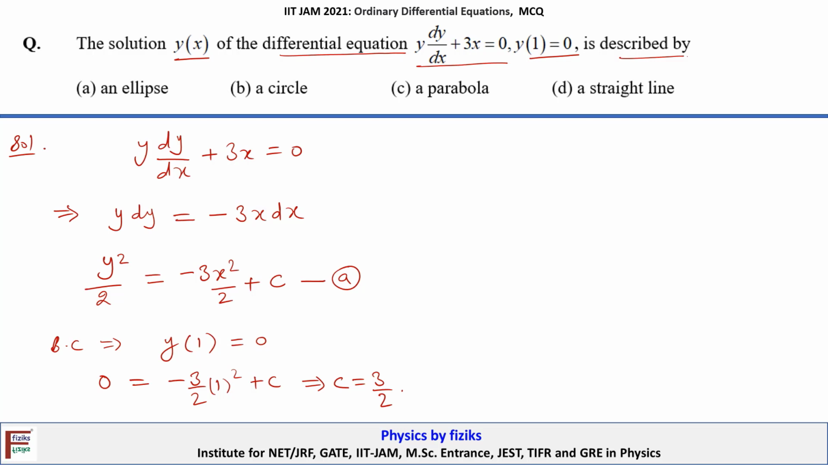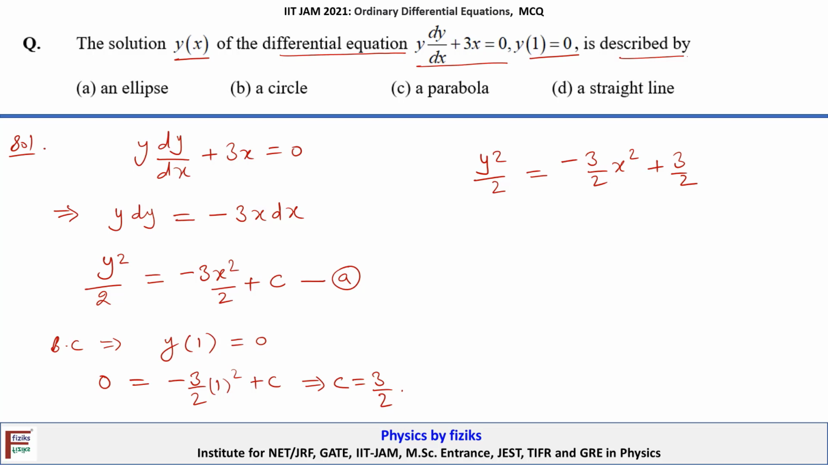Now the final solution of this differential equation is written as y²/2 = -3/2 x² + 3/2.